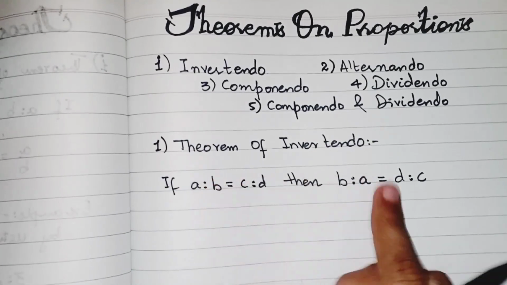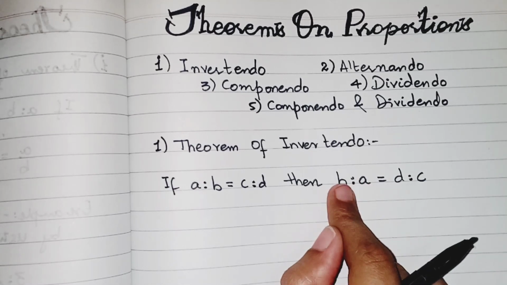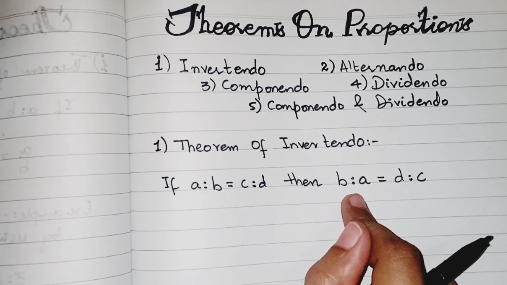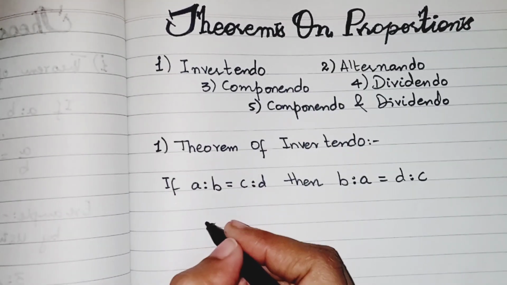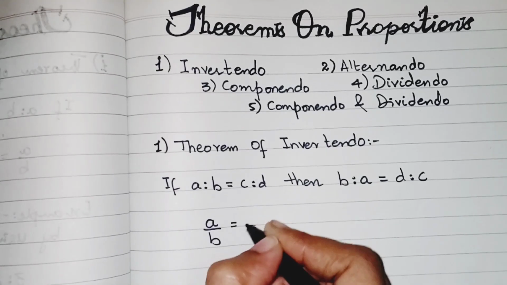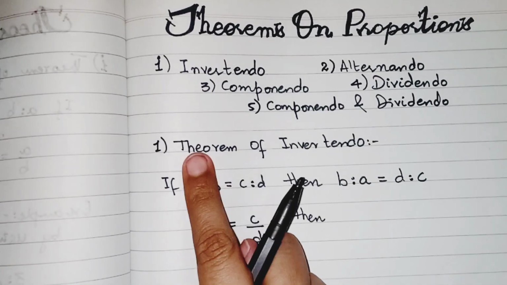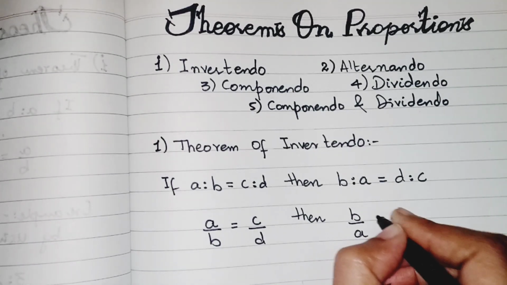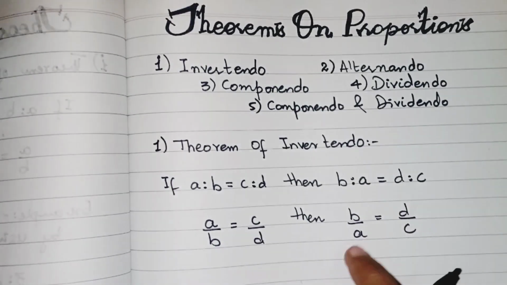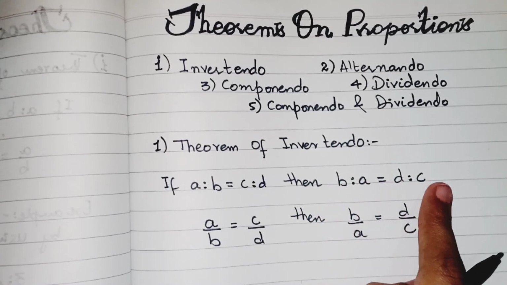What do we do in theorem of Invertendo? Both ratios of the proportion will be inverted, both ratios will be reciprocal to each other. Let me write it in fractional form: A upon B is equal to C upon D. Then by using theorem of Invertendo, it will be B upon A is equal to D upon C, and then I write it in ratio form: B ratio A is equal to D ratio C.